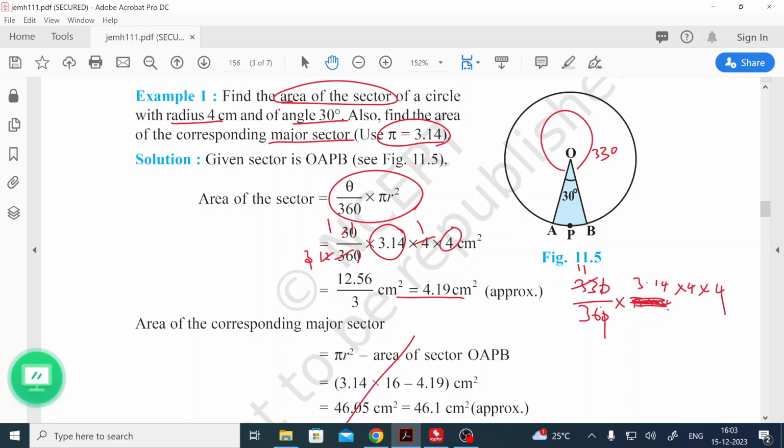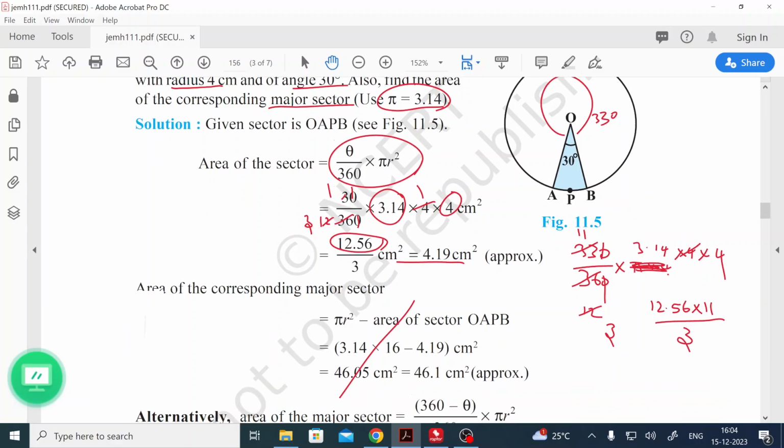11 threes are 33, here 12 threes are 36, same like this, 3 times. Again you multiply 3.14 by 4. 3.14 into 4 I multiplied here. What is it? 12.56. Multiply by 11 and divide by 3. After you multiply and divide, you will automatically be getting this answer. Same thing, wherever you go, the subtraction work will be reduced there. Directly you will be getting the answer. Understand? Right.